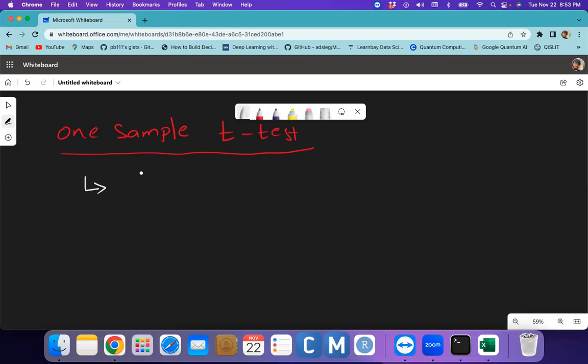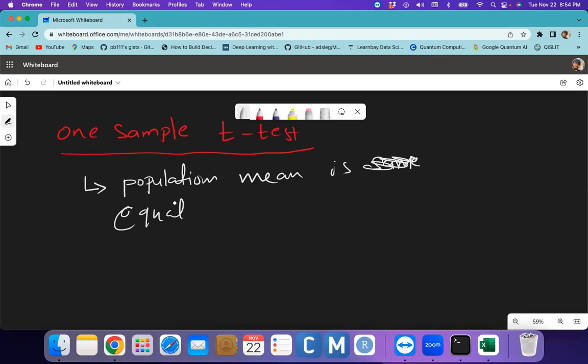Here, you're comparing the population mean. Your population mean is the same or equal. Instead of same, you can say that the population mean is equal or not to any one constant value. Any one value. Okay, we have one constant.